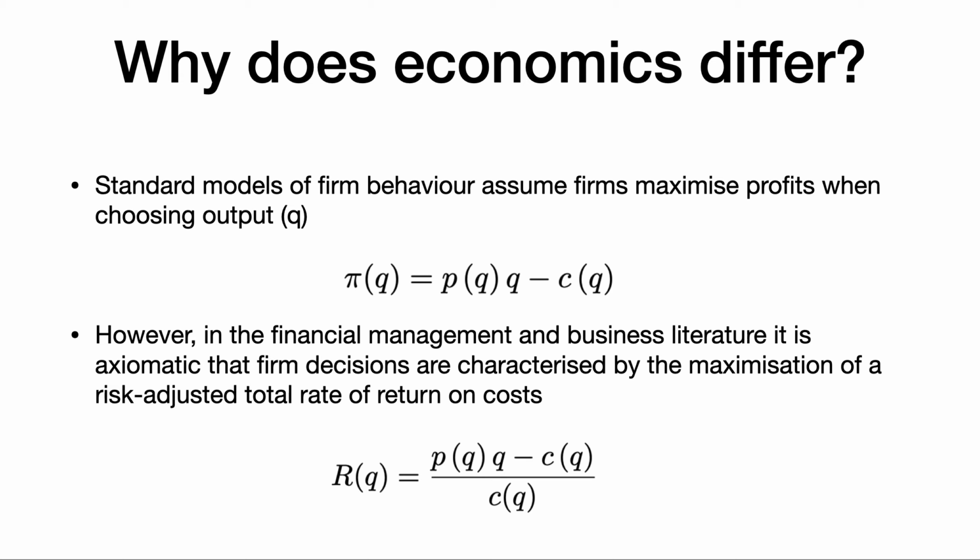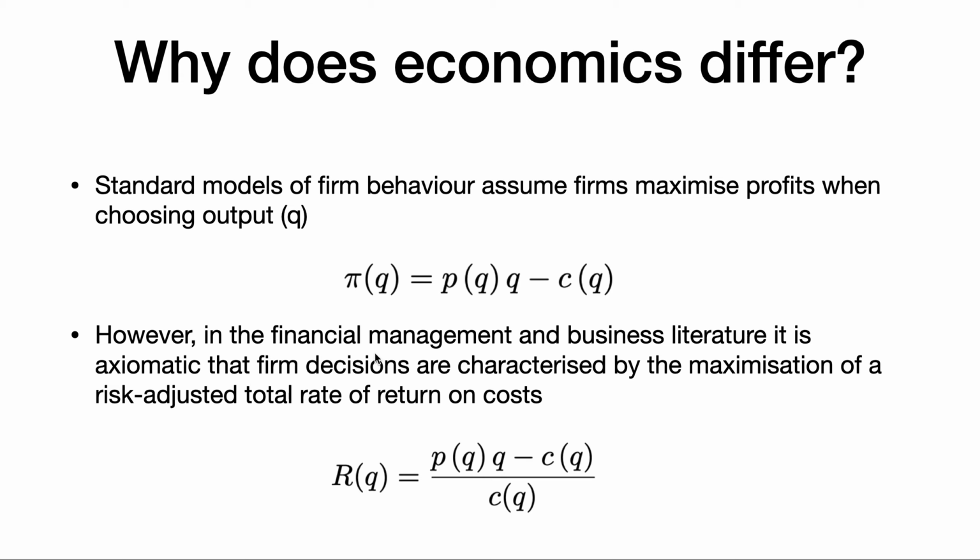So the big difference between economics and, for example, finance is that in economics, that rising marginal cost curve and the producing on that upward sloping part comes from the assumption that firms are profit maximizers. So pi(q) is profit as a function of the output q here in this first equation. And a profit is just the dollar difference between revenue and cost.